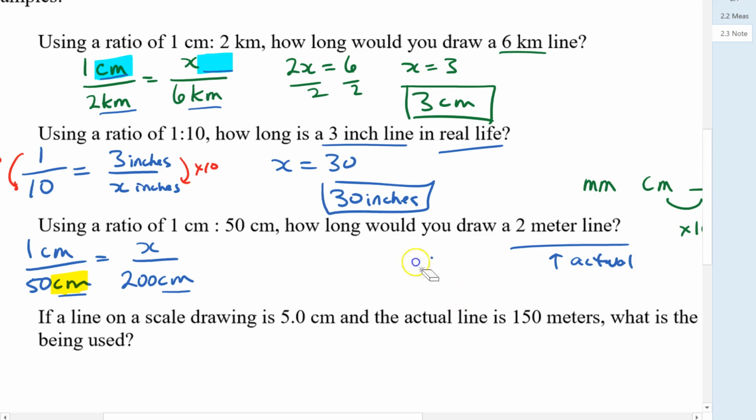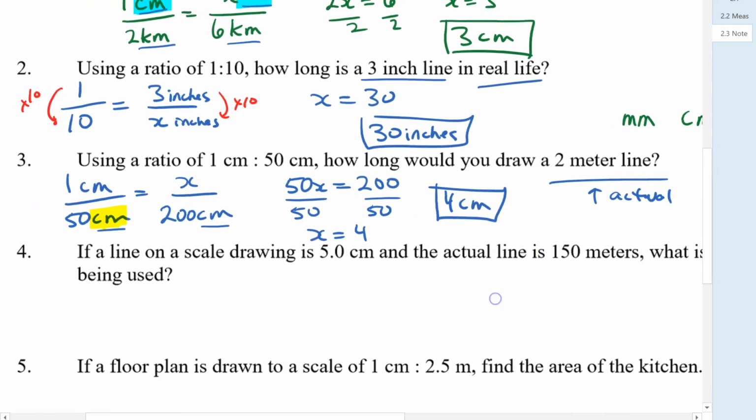I'll just make some space for myself. Well, if I do my cross multiplying, I'm going to get 50 times x, so 50x is going to be equal to 1 times 200, which is 200. At this point, I need to get x by itself. Since it's being multiplied by 50, I'm going to divide both sides by 50. 50x divided by 50 is just x. 200 divided by 50, if you use your calculator, is going to end up being 4. So my answer would be 4 centimeters. And do I need to mention? Don't forget the units.